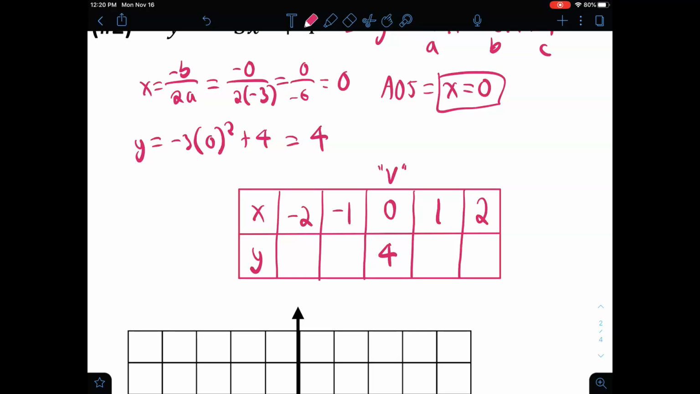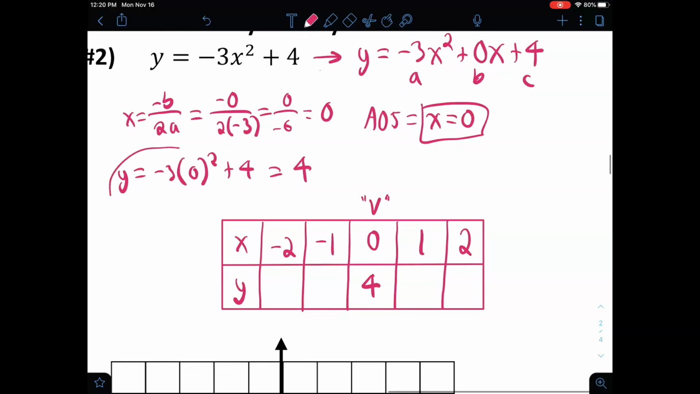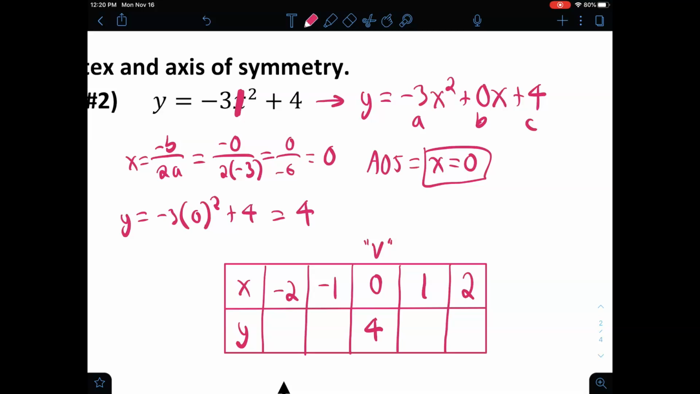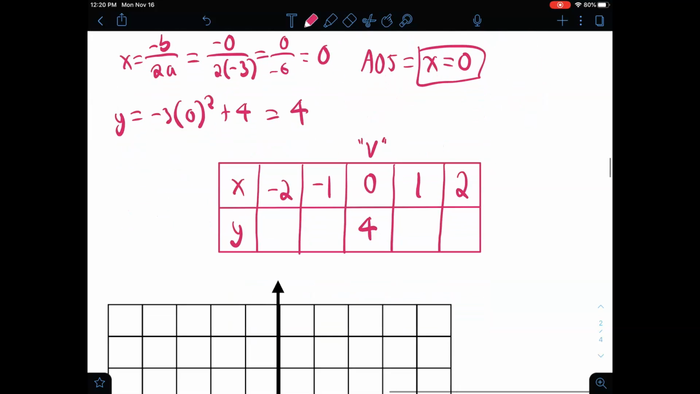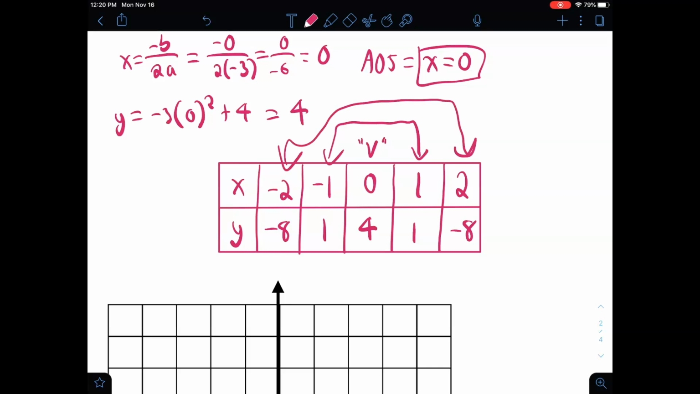Okay. If you plug 1 into the original equation, like I did right here for y, into Desmos, you're going to plug in 1 for x right here. You are going to get for your values 1 and -8. And same thing over here, 1 and -8. So these are going to work. And these are going to work. Okay, they're going to mirror.